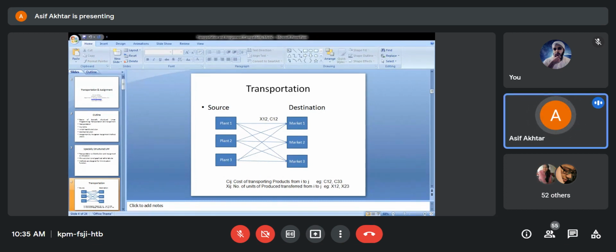Now, the same terminology, the same logic, is used for cost. C, for example, C21. What does this C21 stand for? The cost of transporting goods from plant 2 to market 1. The cost incurred in transporting goods from plant 2, that is source 2, to destination 1. Right? C33. What does it mean?